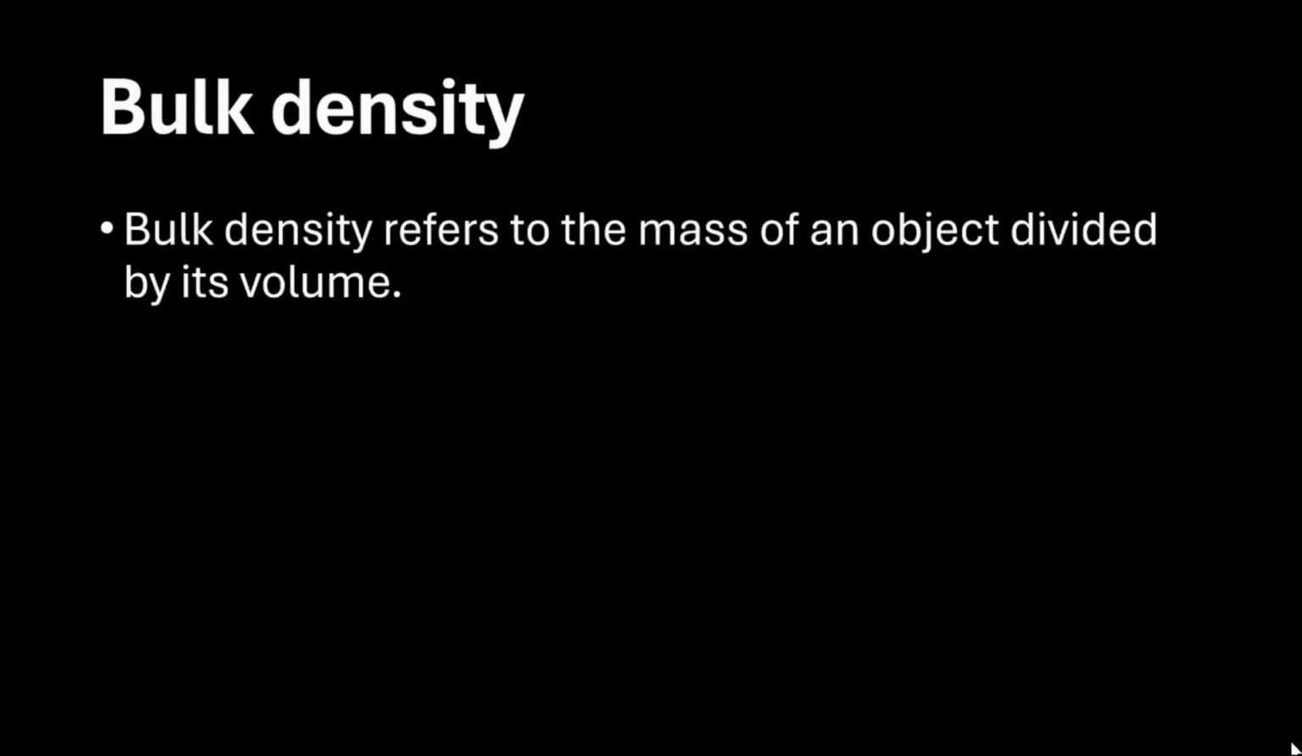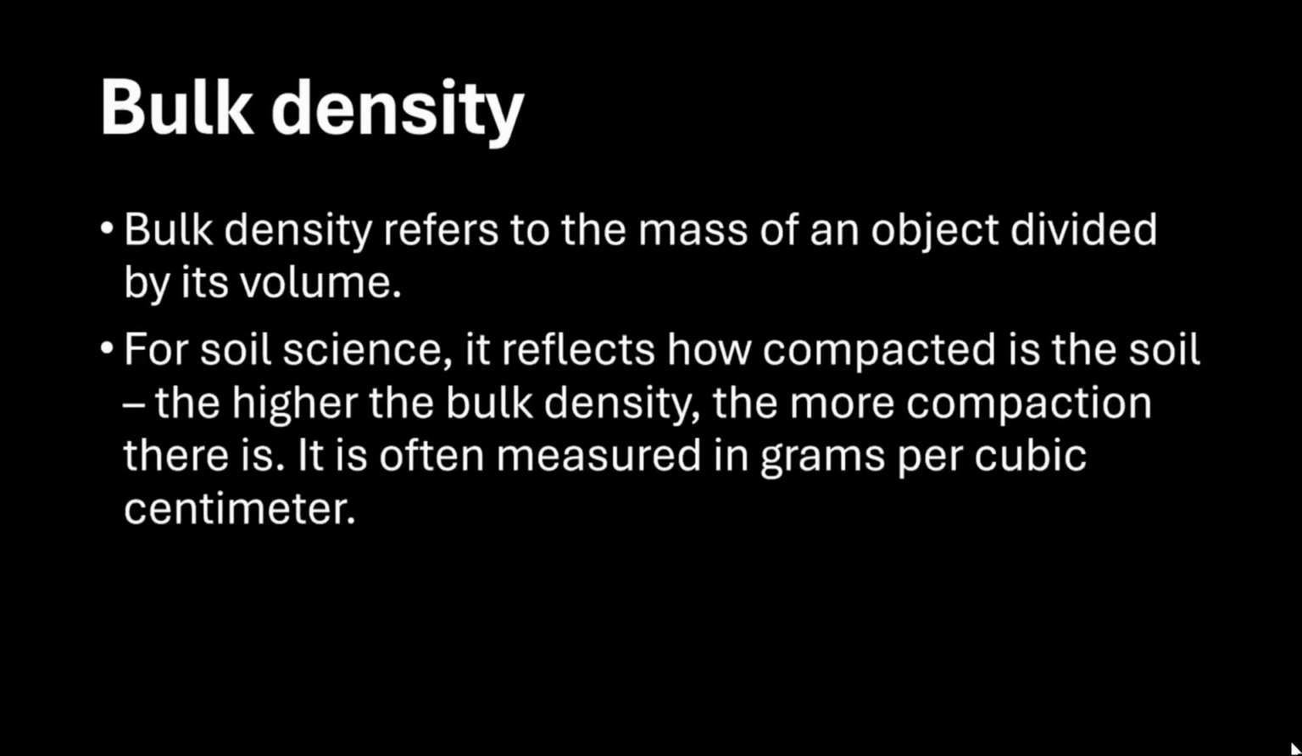Bulk density. Bulk density refers to the mass of an object divided by its volume. For soil science, the bulk density reflects how compacted the soil is. The higher your bulk density, the more compaction there is. It's often measured in grams per cubic centimeter.